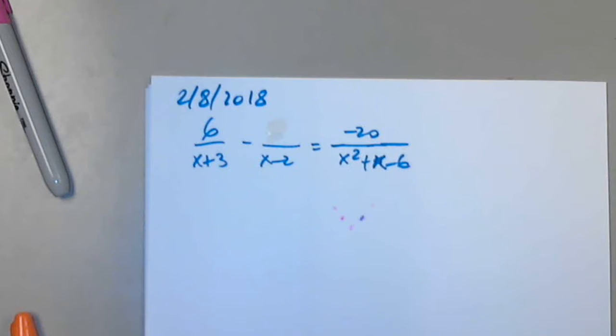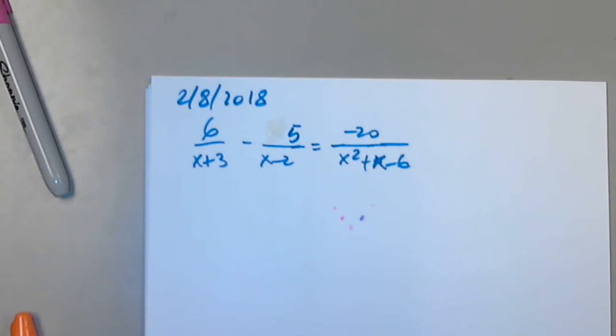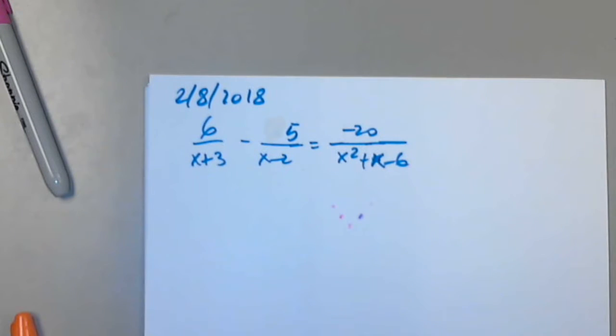6 over x plus 3 minus 5 over x minus 2 equals negative 20 divided by x squared plus x minus 6. Very good. Always remember, I post solutions. So if you still want to look at the solutions, please print them out. Good. So what type of equation is this?